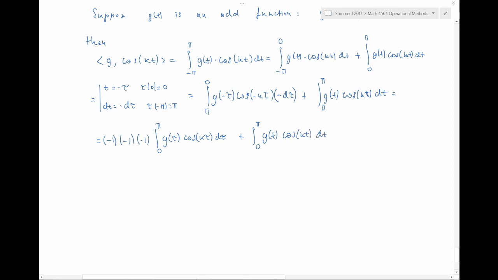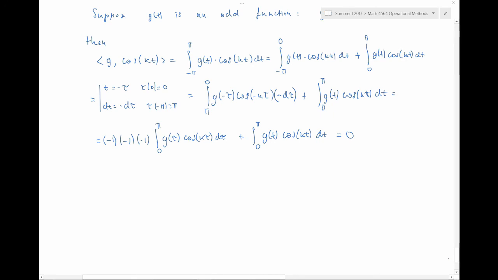And as you can see, the first integral is exactly the negative of the second, so this result is always 0. So the inner product of my odd function g with any function from my orthogonal set cosine of kt will result in a 0 integration, in a 0 inner product. But g may be a non-zero odd function, and therefore the set of cosine kt is not a complete set.